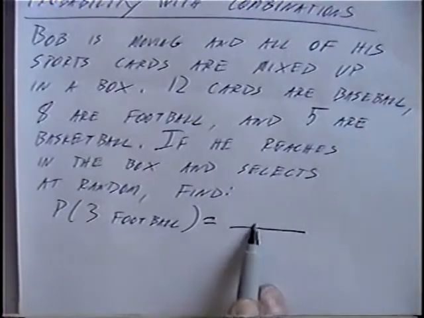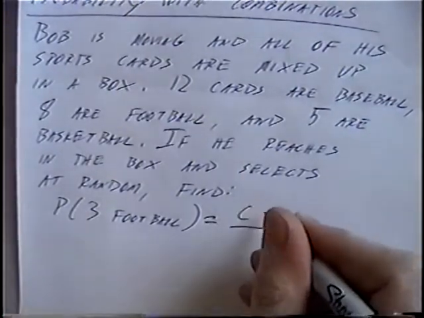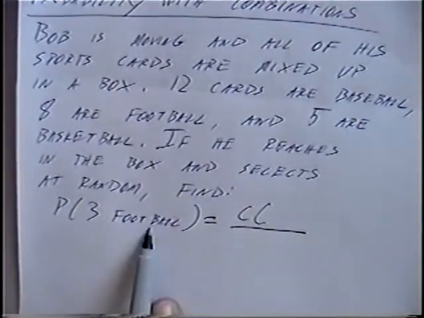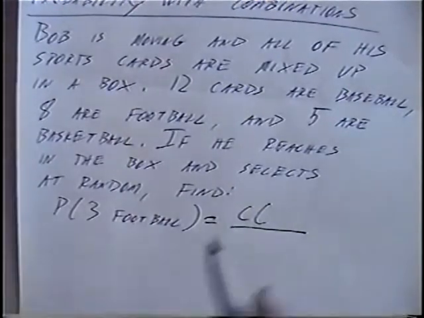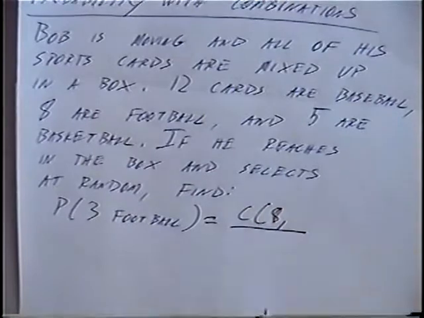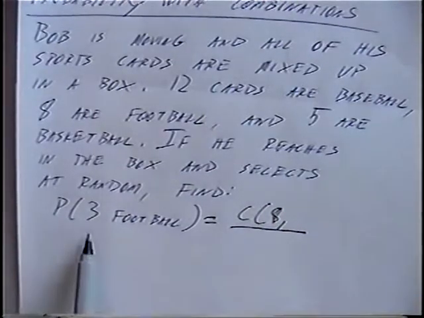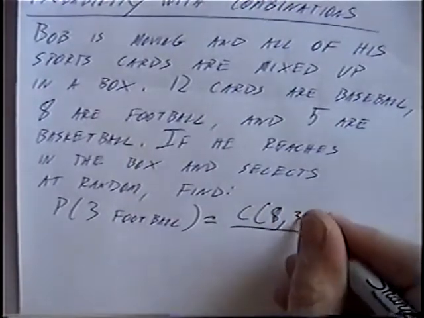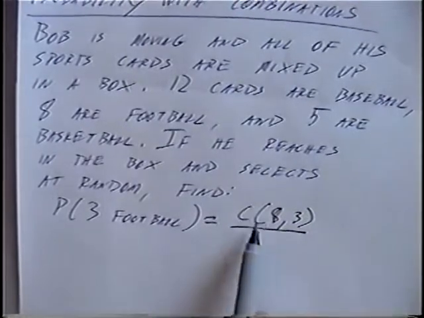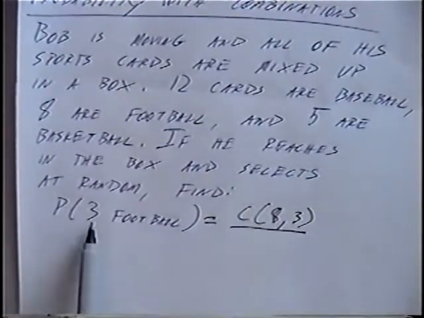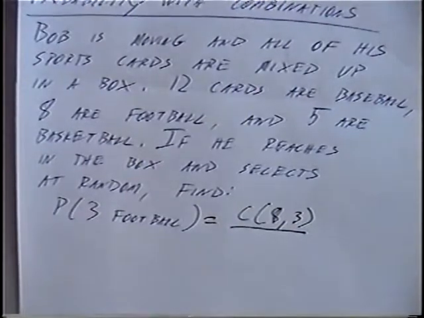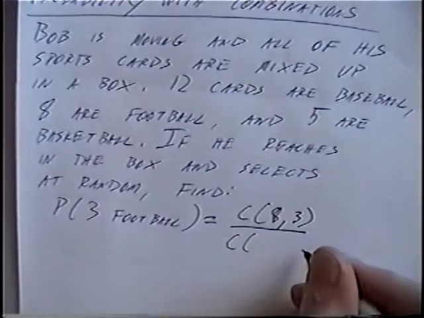If we do the numerator, the chance of success, we'll have a combination for the football cards. The first number is the total number of football cards, which would be 8. And the second number is how many we're selecting, or how many we want. In this case, it would be 3. So combination 8, 3 tells you how many successes, or how many different ways there are to pull out 3 football cards. For the denominator, we'll have another combination.